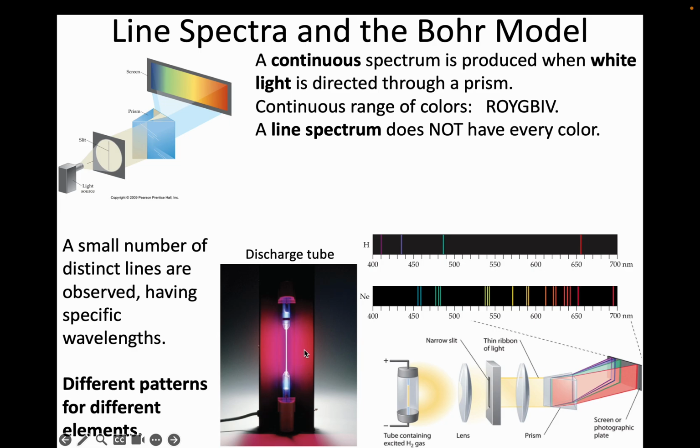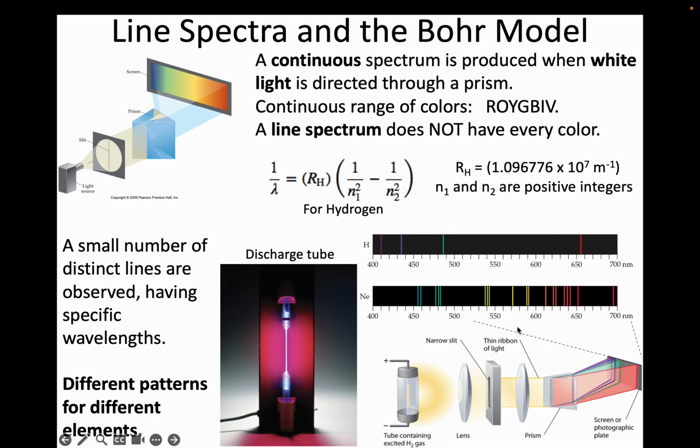If you put gas within what's called a discharge tube and send electricity through it, and this is something you're going to do in lab, you would find that when you send the light through a prism or use a grating, it separates into its component parts and does not include every color. Different patterns were found depending on the gas in the tube. Here's the pattern of light that you would see for hydrogen. Here's the pattern of emission lines for neon.